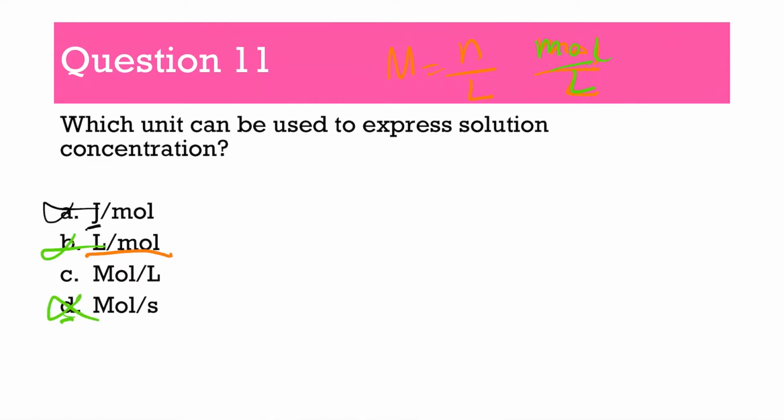If you look at D, moles per second, that does not make sense. That is not the answer. So again, it has to be C, moles over liters. Again, the formula is on the reference table. Look at the formula.